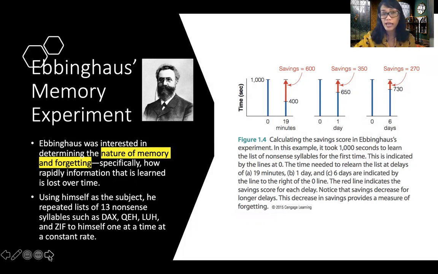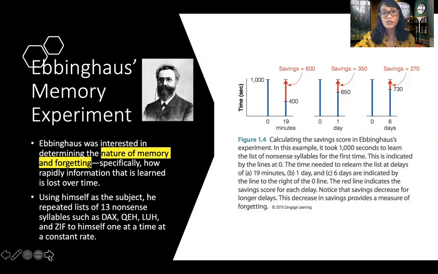He was not using analytic introspection. He used himself as a subject. He repeated lists of 30 nonsense syllables, such as AX and so on. He used nonsense syllables so that his memory would not be influenced by the meaning of a particular word. So it's purely remembering something that he doesn't understand.